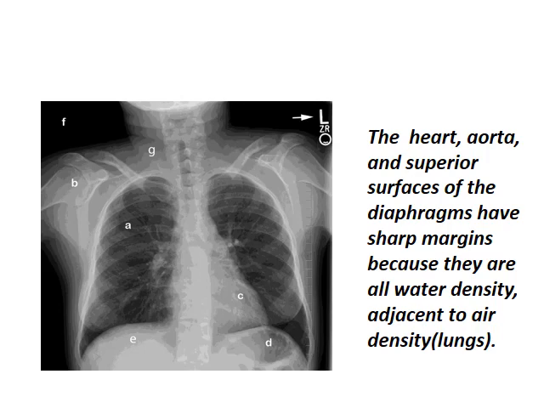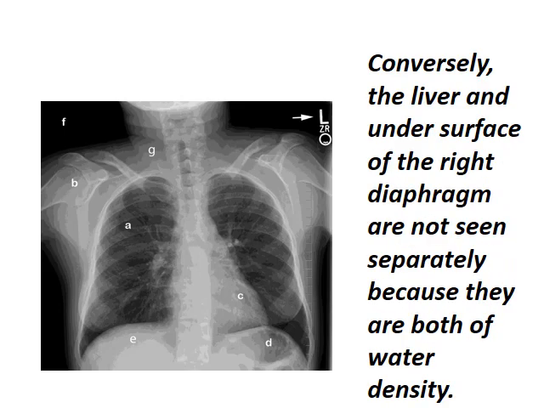The heart, the aorta and the superior surface of the diaphragms have sharp margins because they are all water density adjacent to air density, that's the lungs. Conversely, the liver and under surface of the right diaphragm are not seen separately because they are both of water density.